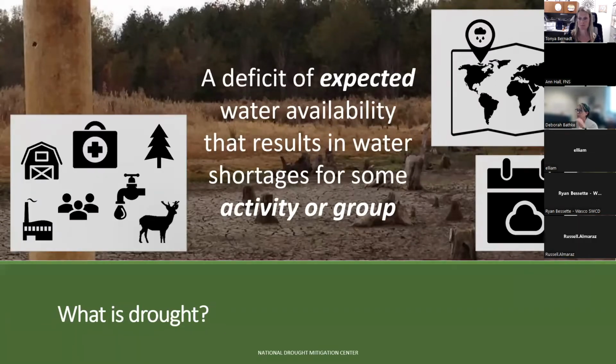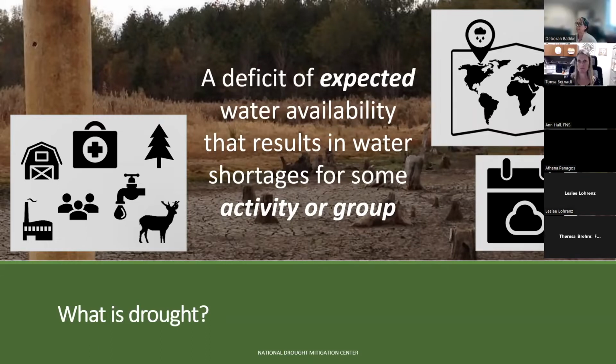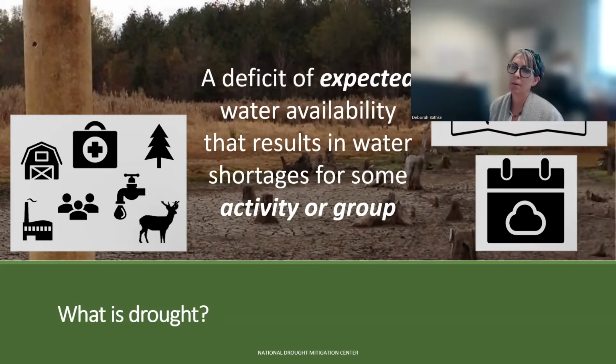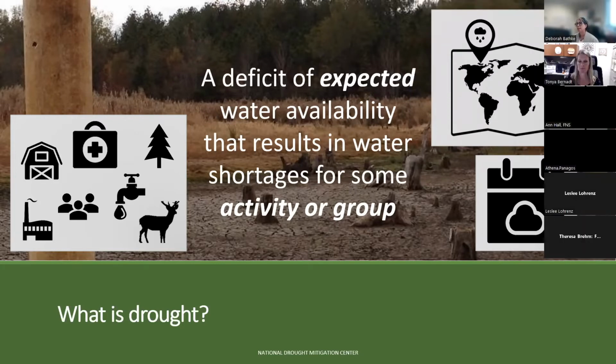And then once we look at the need component of it, the amount of water that is needed depends on the group and also on the time of year. So for example, when agriculture needs water and needs that moisture is different than, say, when tourism, such as the ski industry, needs it.